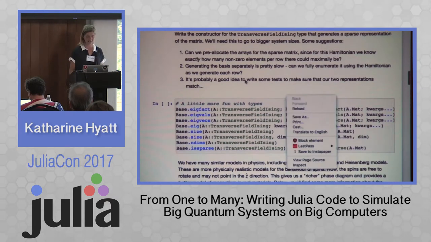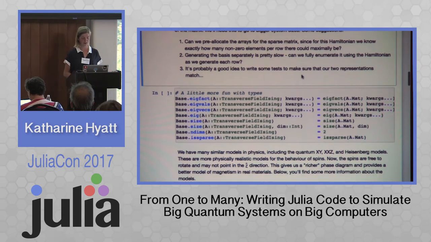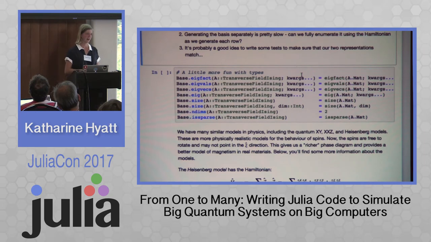Again, if you want, you can pre-allocate the arrays for this sparse matrix, since if you do a little back of the envelope arithmetic, you can figure out exactly how many elements per row there can be. Another option, which you would actually end up doing for a bigger system, is that generating the basis can be pretty slow. So another option is to fill it in as we go, because for each row, this configuration can move to this one. If you've never seen this new configuration before, you can insert it into the basis and continue, rather than having to generate the entire basis at the outset. So this is also often faster.